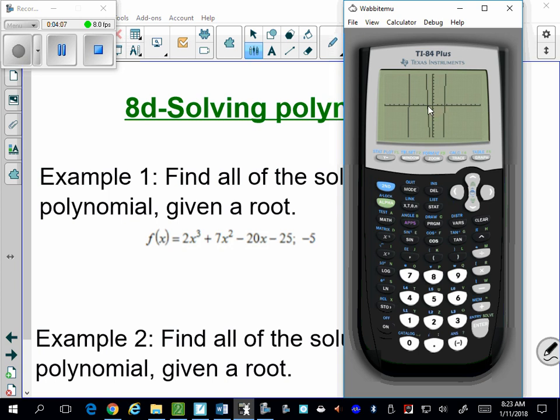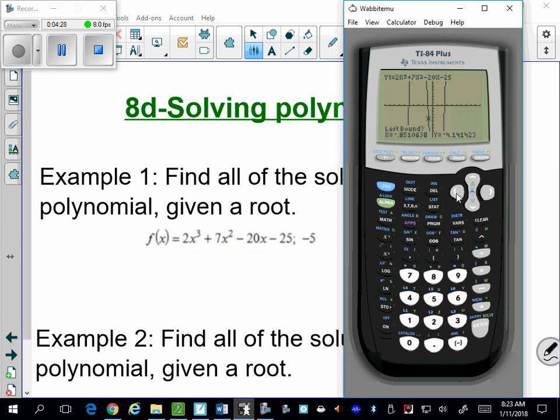There are 3 solutions to this problem. Let's see, 3 times crossing the x-axis, so sometimes you can get lucky and all of the solutions are rational. So -5 is rational, and we'll see what this number and this number are for the x-intercepts. So how to do that? I go to second trace, 0, because these are also known as zeros, roots, solutions.